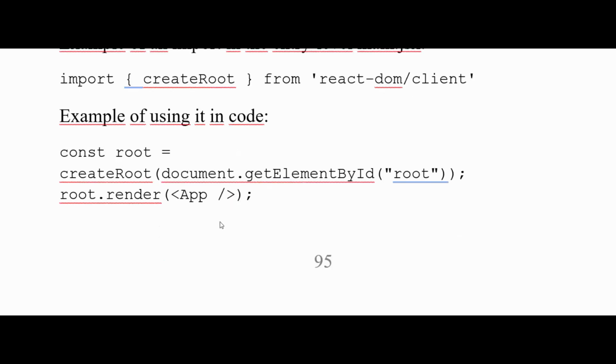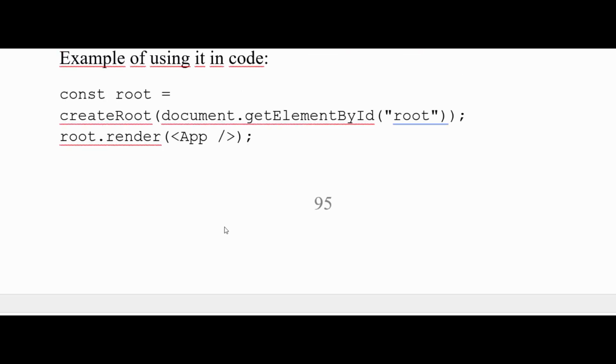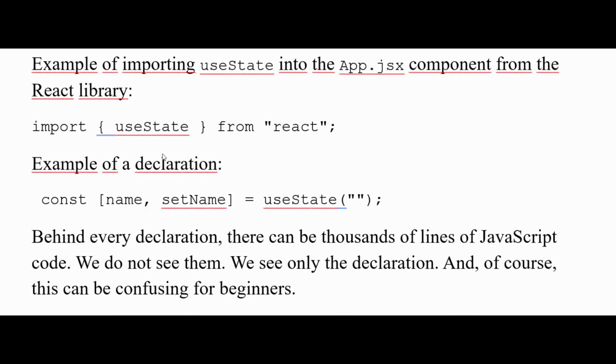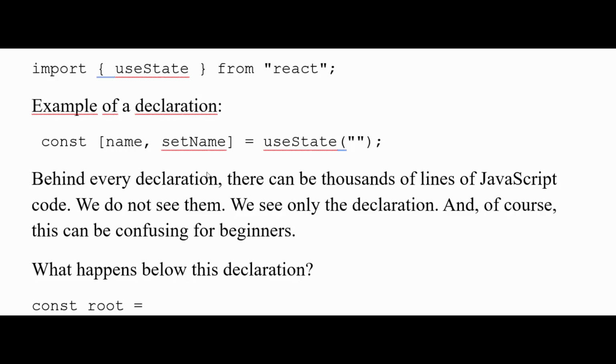Example of using it in code. const root = createRoot(document.getElementById('root')), and root.render(<App />). Example of importing useState into the App.jsx component from the React library. Import useState from React. Example of declaration: const [name, setName] = useState().